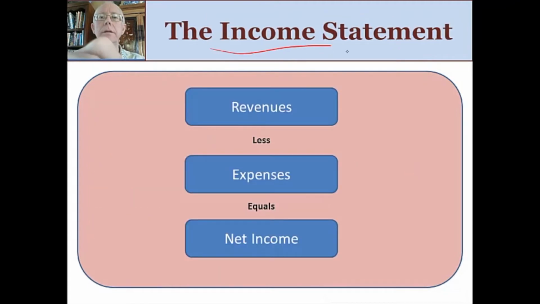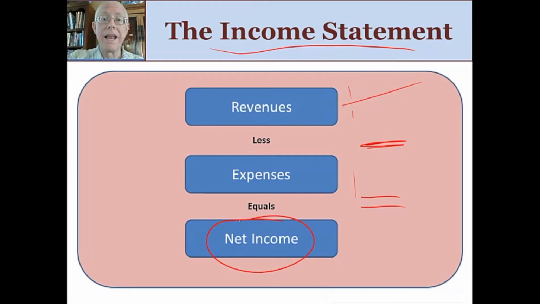The basic content of the income statement is as follows. Revenues minus expenses equals net income. That's it. We can all remember that. Revenues minus expenses equals net income. That's what we see on the income statement. Now, of course, we have to know what revenues and expenses are to understand this, but at least we can remember that. What are you going to see in the income statement? You're going to see revenues. You're going to see expenses. The difference between those two, net income.